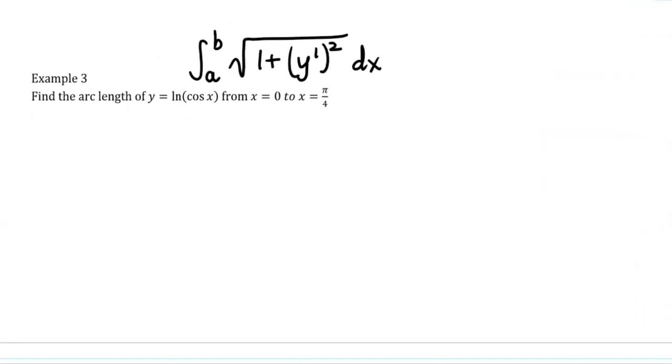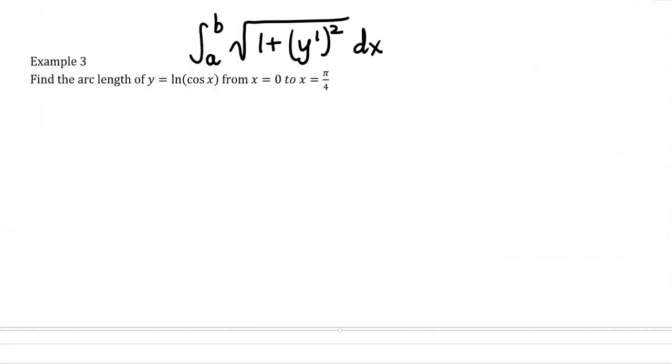Okay, on to our third example. Find the arc length. We have a curve. We have 2 x values that we want to stay in between. I will just write off to the side here. We will integrate this from a to b and take the square root of 1 plus y prime squared dx. It might be dx, it might be dy. We'll see what's going to happen as we get into it.